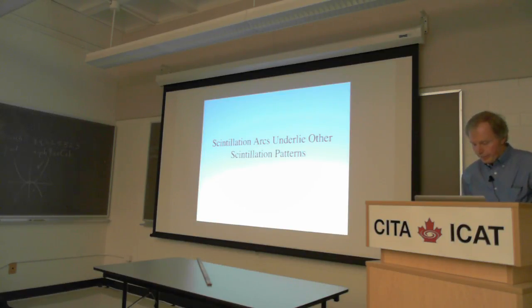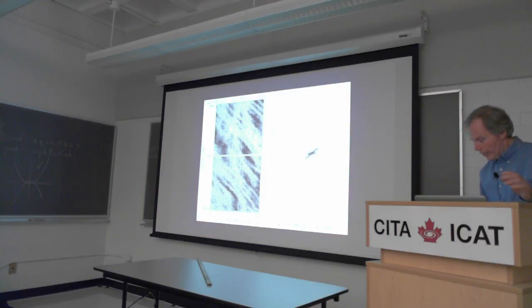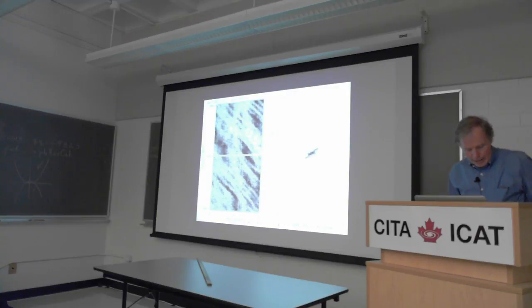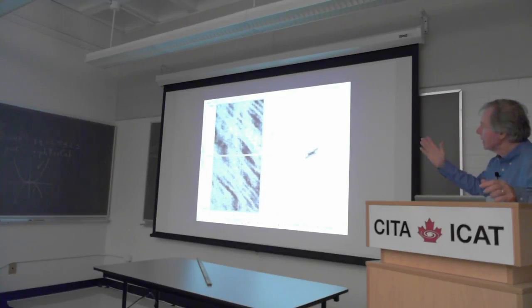toward the pulsar. So one of the themes that I have tried to emphasize for a bunch of years is that I think the scintillation arcs underlie a lot of scintillation patterns that we have historically focused on, and I don't think this is all that controversial at the moment, but I do want to do a couple of pairs of blinking between epochs.